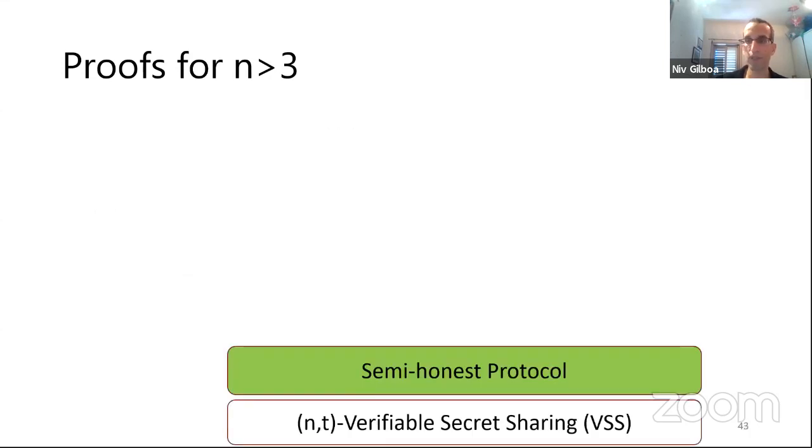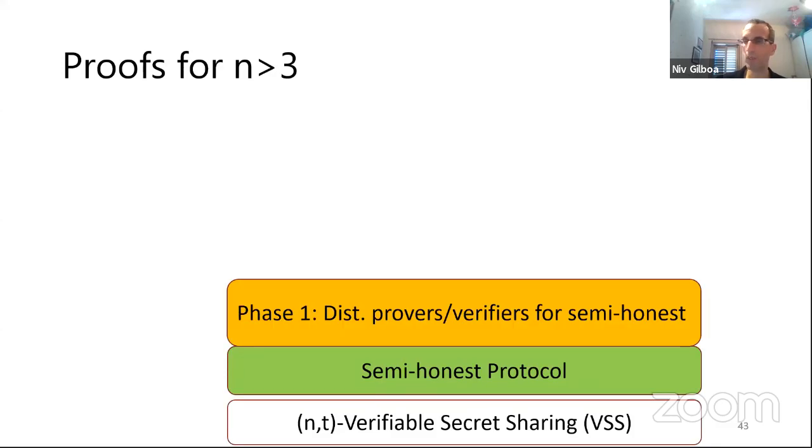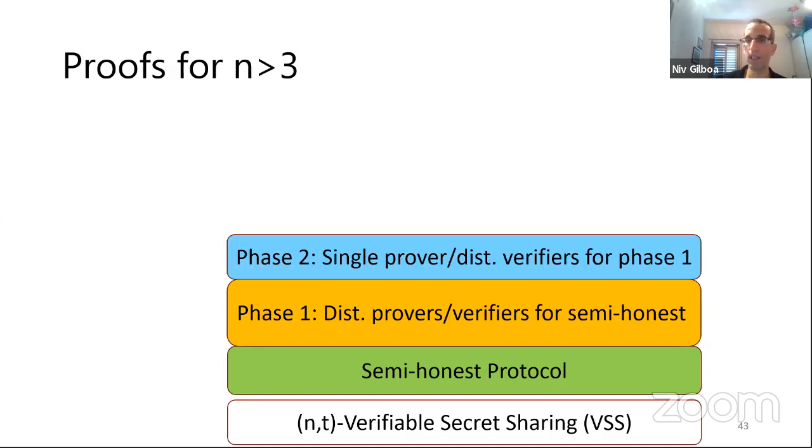So now we're going to have the following structure. We're going to have the secret sharing. We're going to have the semi-honest protocol. We're going to have the distributed provers version of a distributed ZK protocol in phase 1. In phase 2, we're going to have each of the provers separately proving that its actions during phase 1 were consistent.